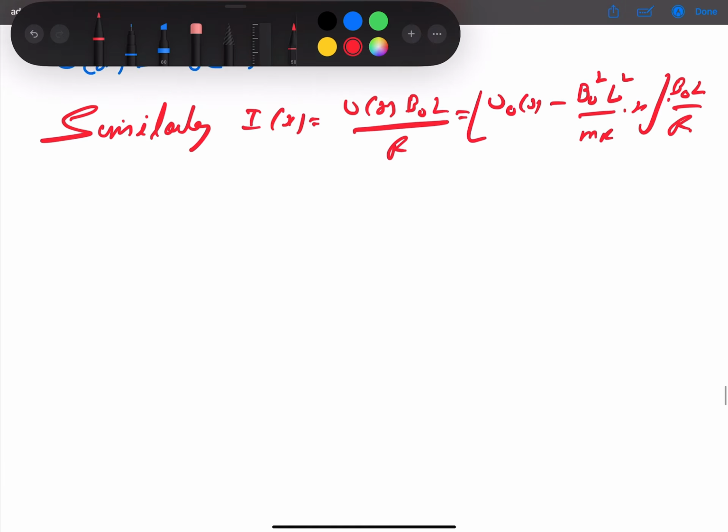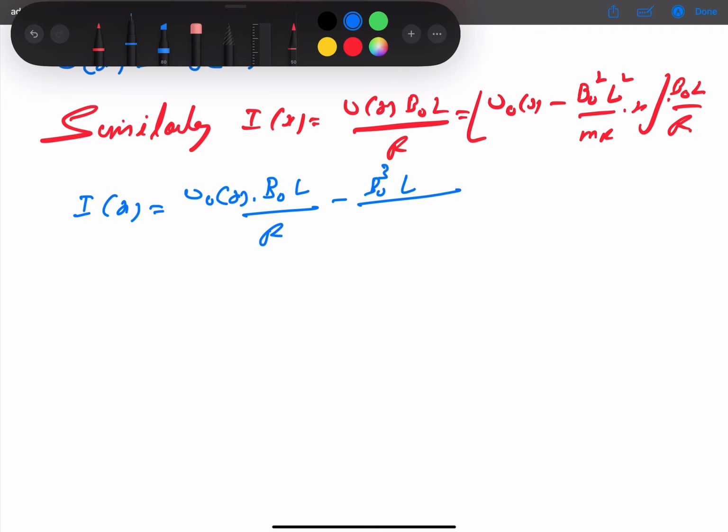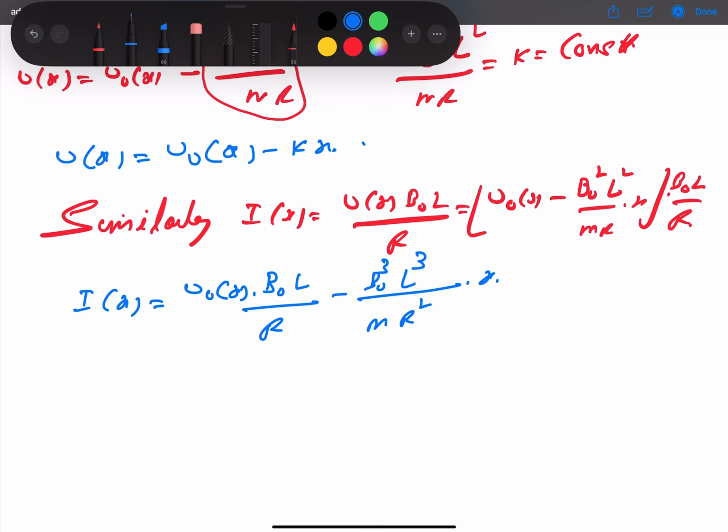So therefore, our current I of x will be equal to v naught x B naught L upon R minus, this comes as B naught cube L cube upon mR square times x. Now if we put the value of x equals 0 in both these equations, let us call this equation 1 and this equation 2.